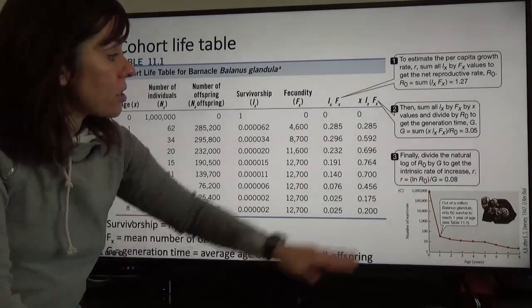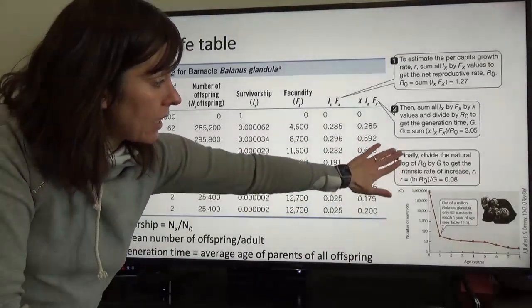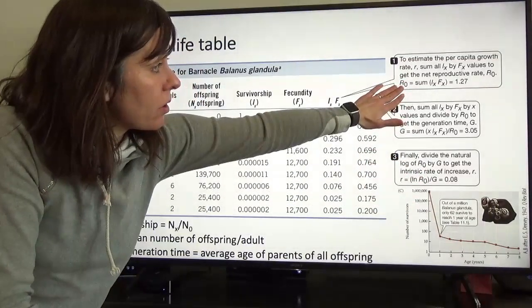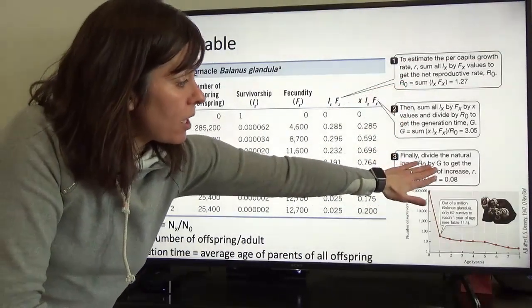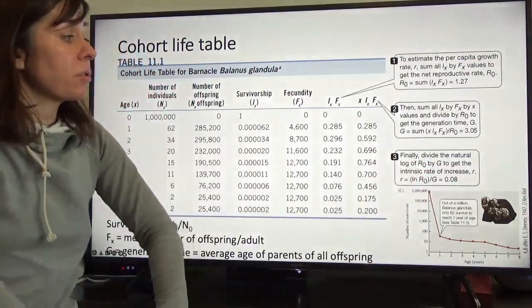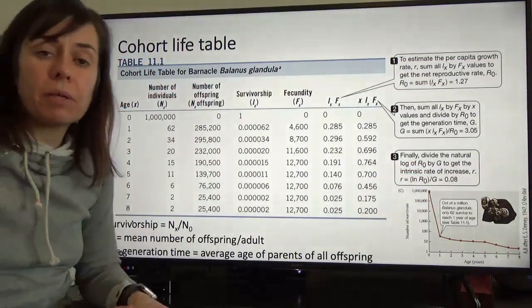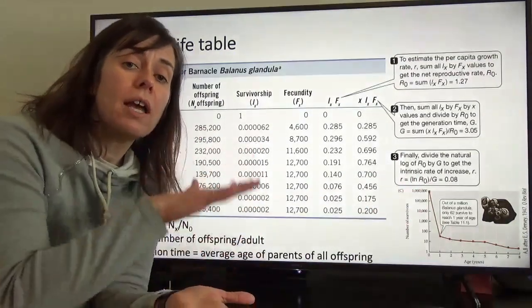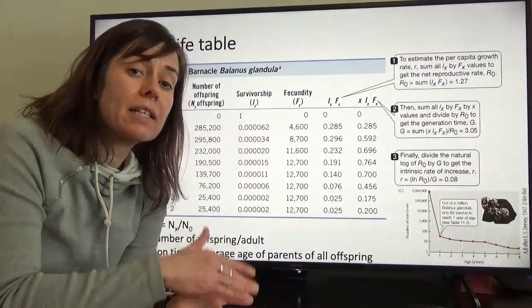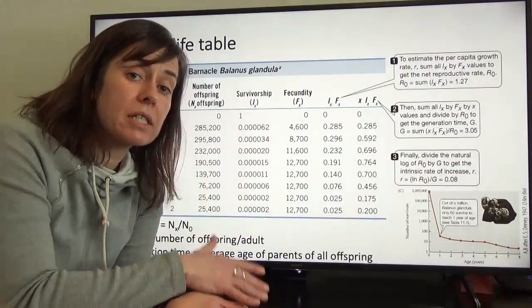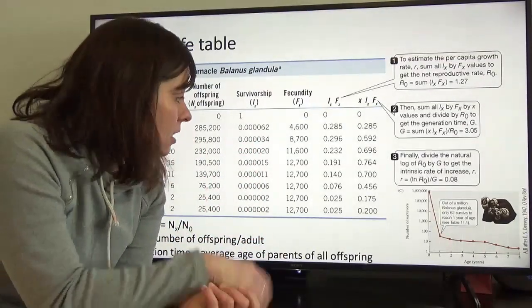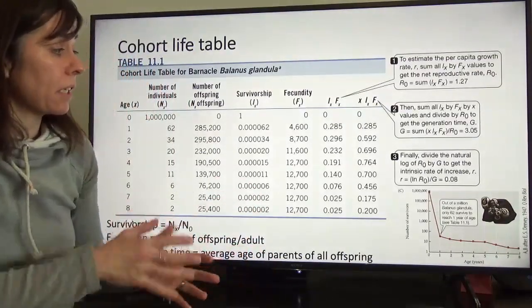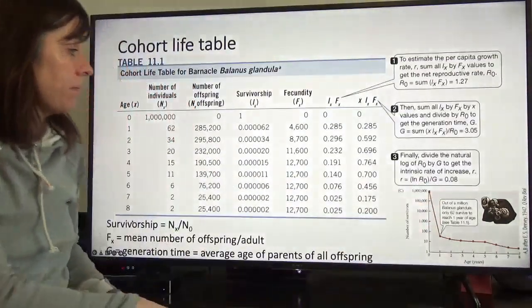Okay, so then finally, we can take the natural log of R0, our net reproductive rate, divided by generation time to get the intrinsic rate of increase, which is that r value that we learned about in our last lecture. And in this case, it's 0.08. And if you recall, an r value higher than 1 indicates that the population is growing, and an r value less than 1 indicates that the population is declining. So this population of barnacles is growing at a rate of 0.08.